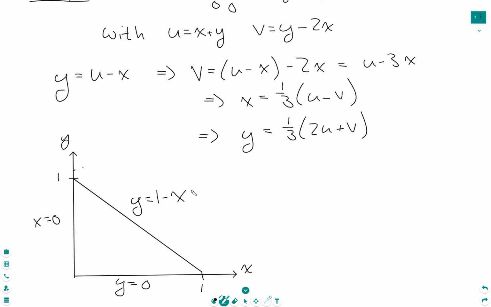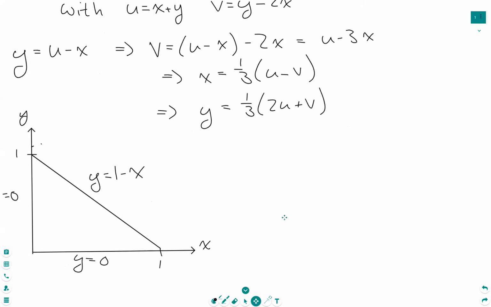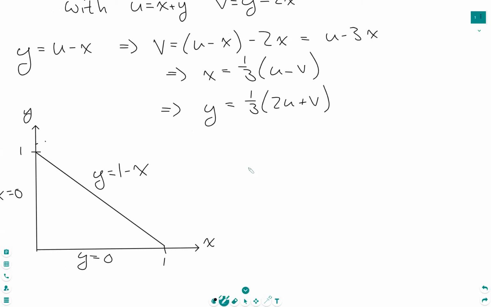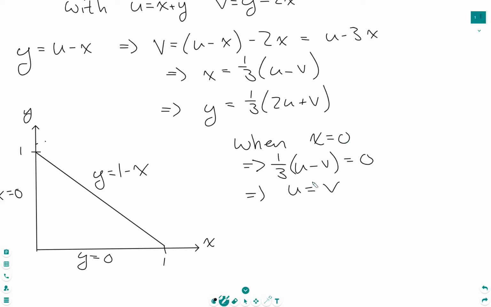So we've got 3 edges this time, and we have to check all of them and how they transform into UV space. So the first thing we do is when x is equal to 0, so we're talking about this left edge here, I can look at what x is equal to. This means that 1/3 of u minus v is equal to 0, or this means that u is equal to v. So this gives us a relationship in the UV space for this particular edge.